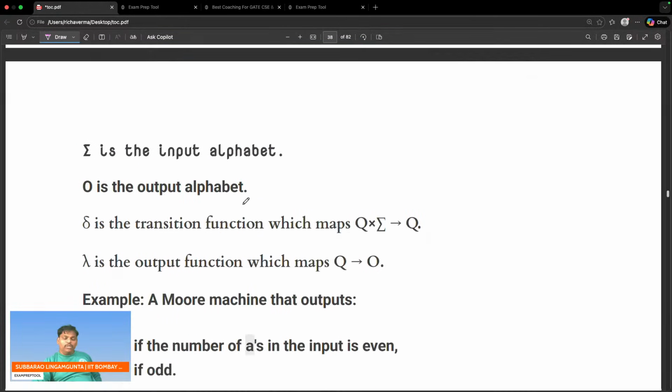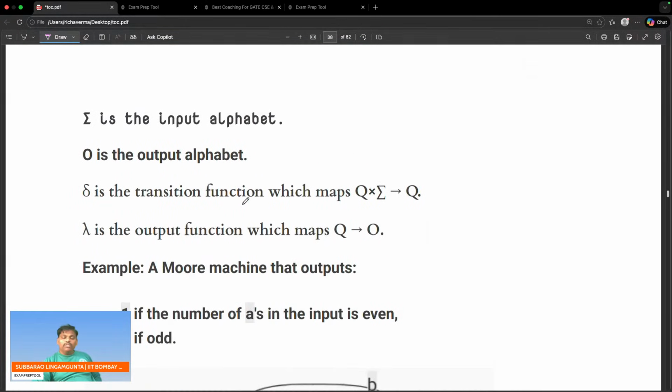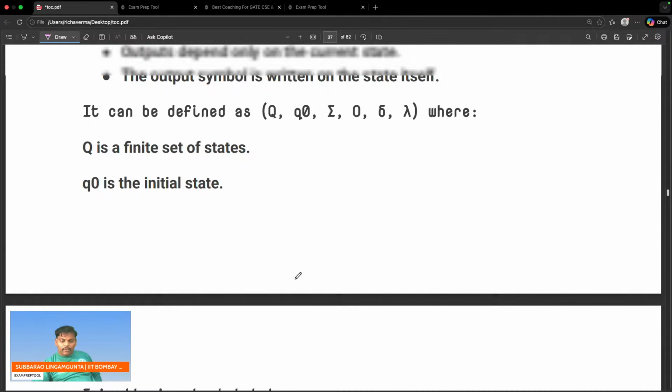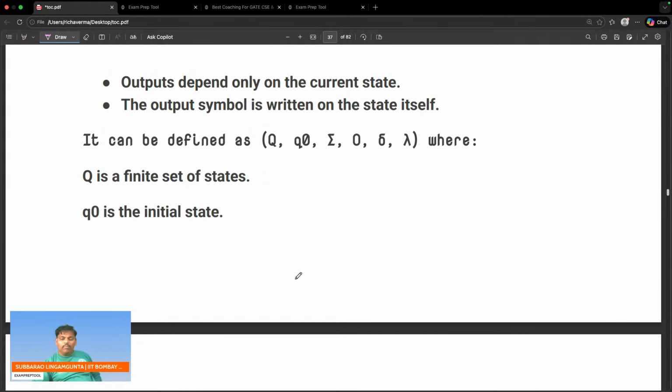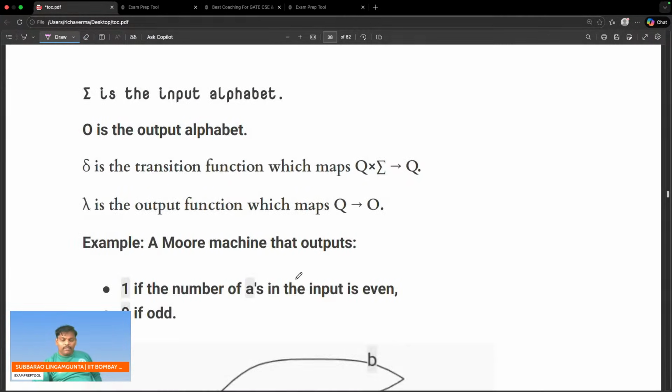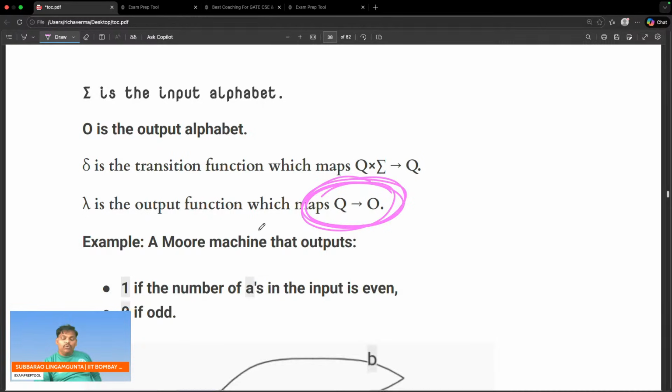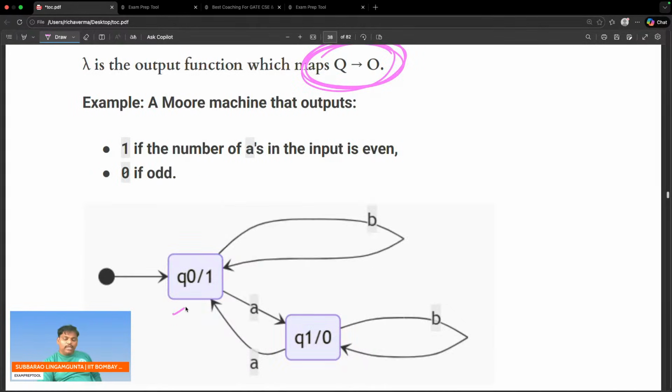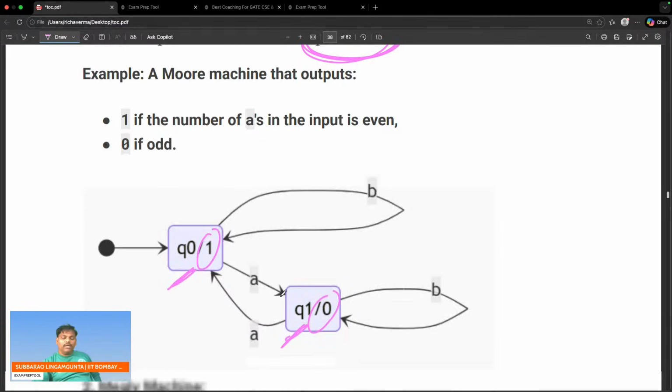Right? So, about the Moore machine. Please see this. In the Moore machine, if you know the state name, you know the output, because in the Moore machine, outputs are in the states only. See, state Q0, output is 1. State Q1, output is 0. So in the Moore machine, output is based on the state only.